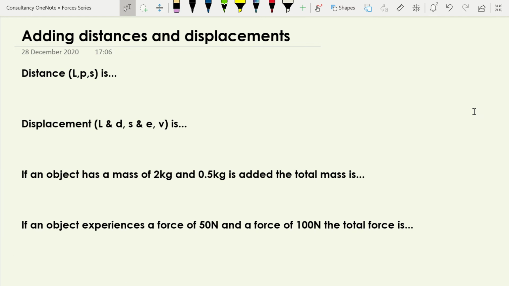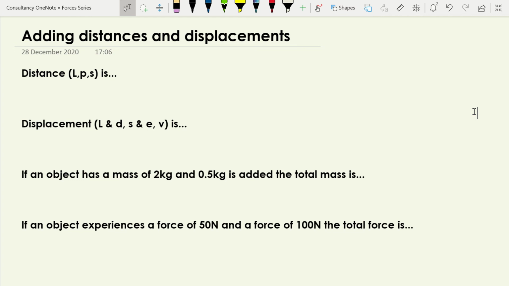So pause the video here, get a scrap piece of paper. Can you write down what is distance and what is displacement? So see if you can articulate what each of those things are. And then, if we have a mass of 2 kilograms and you add 0.5, what is the total mass? And if you have a force of 50 newtons and you add a force of 100 newtons, what is the total force? So pause it and have a crack at that now.